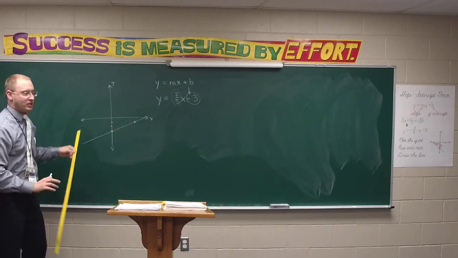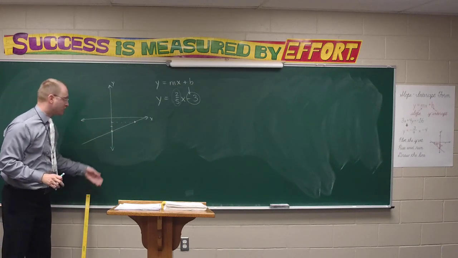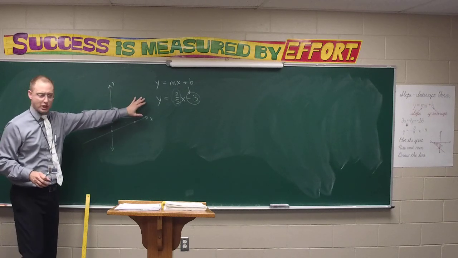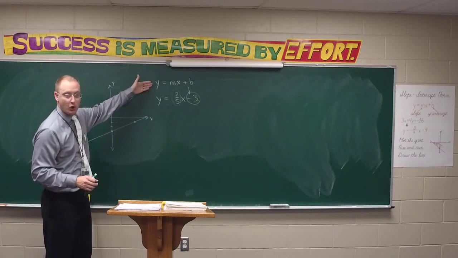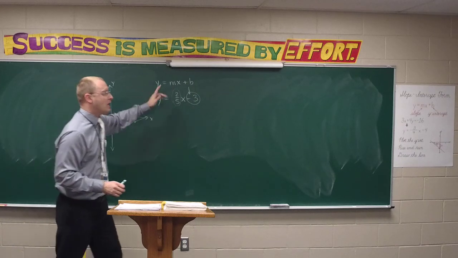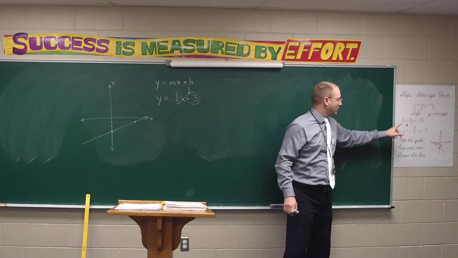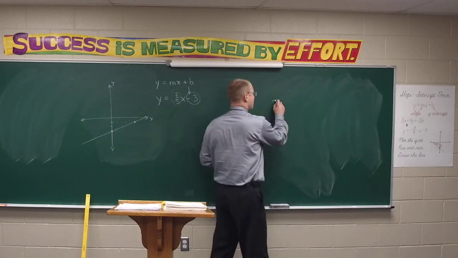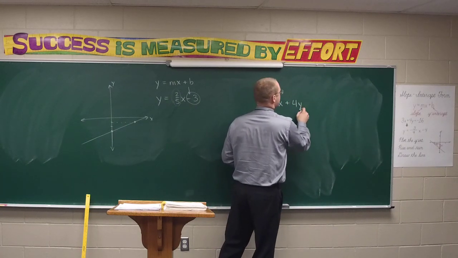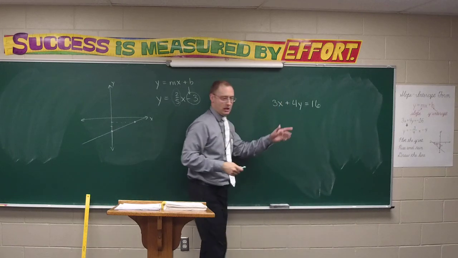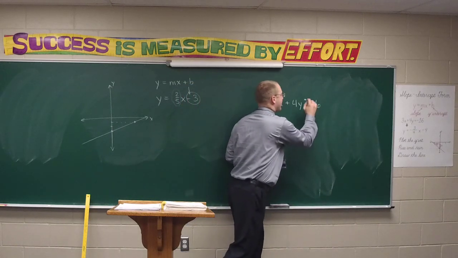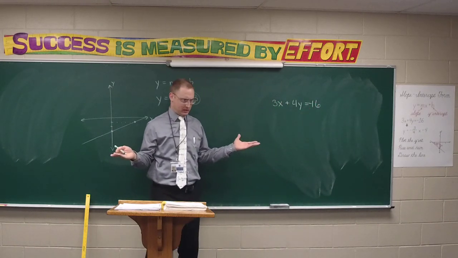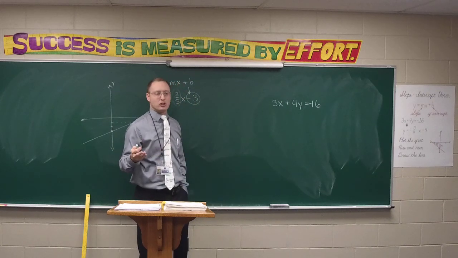The problem is equations don't always look like this. They don't always come in slope-intercept form ready-made for you. Sometimes they may look kind of like this one, 3x plus 4y equals -16. And so you may have to get the equation into slope-intercept form. Does that make sense?